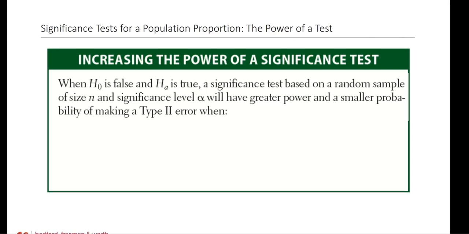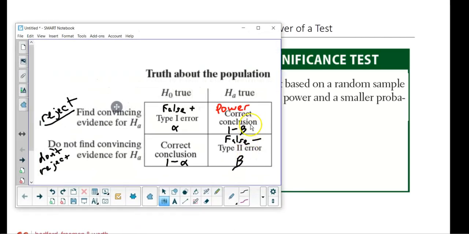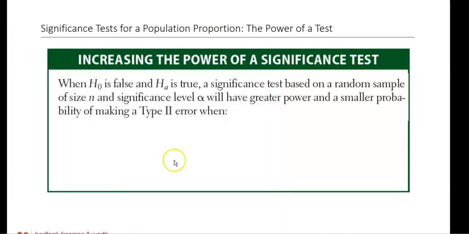So a significance test based on a random sample of size n, significance level alpha, will have greater power and smaller probability of type 2 error. So let's think about that. If we want greater power, we have to reduce the chance of a type 2 error. Does it make sense? If we want a greater power for our test, we have to reduce the probability of type 2 because they are inversely related there.